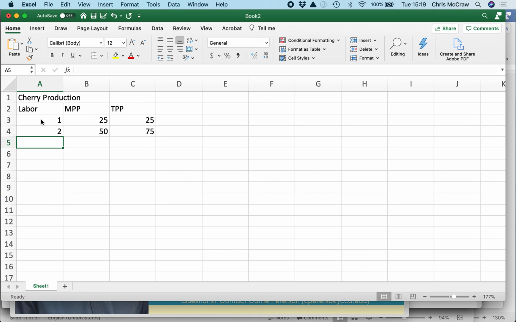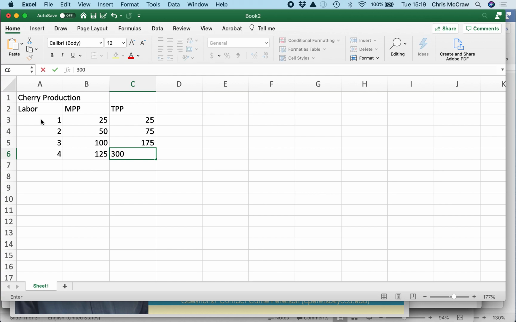When we move into day number 3, these three people working together, there's some sort of synergistic energy, some competition going on, and together they did 100 pounds of cherries. So now my total physical product is 175. The next day, four people come in, and the four of them are able to do 125. And so now my TPP is 300.